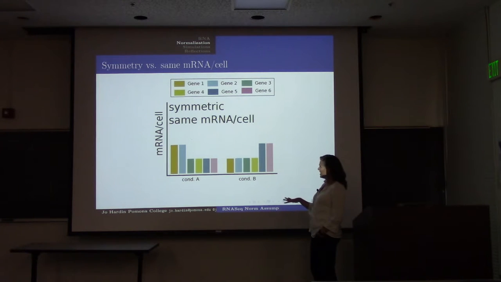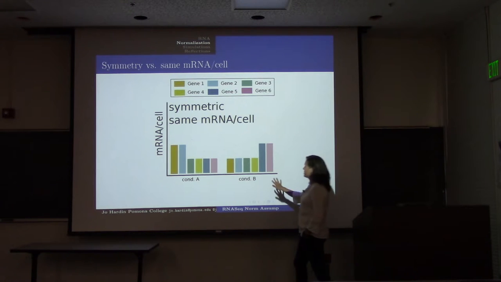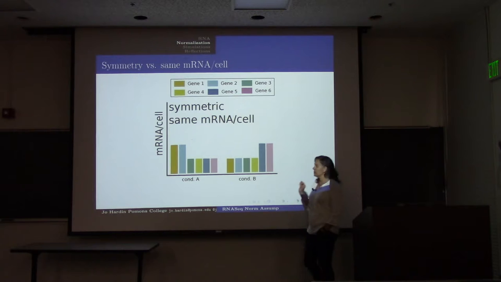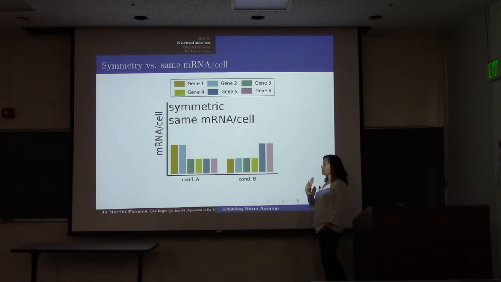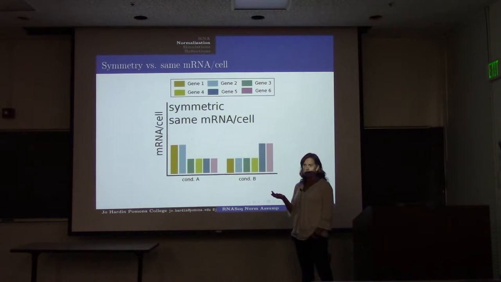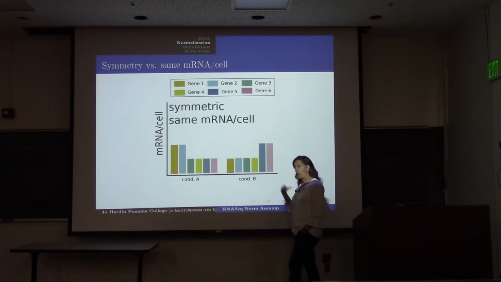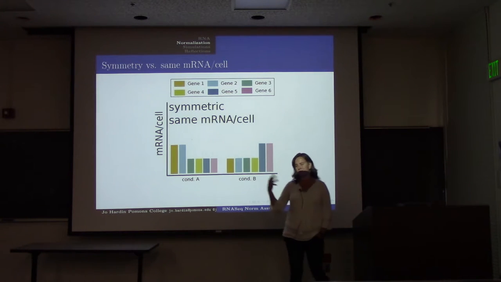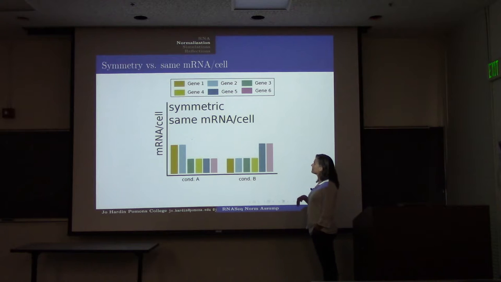So you see in condition A that the first two genes, so there's just six genes here, given in the same order. So in condition A, the first two genes are upregulated. And in condition B, the last two genes are upregulated. Or I suppose you could say they were downregulated in condition A. But I'm going to draw them like this.